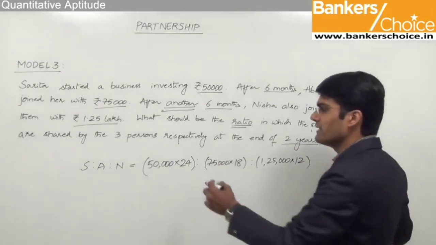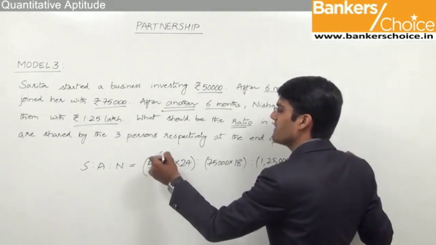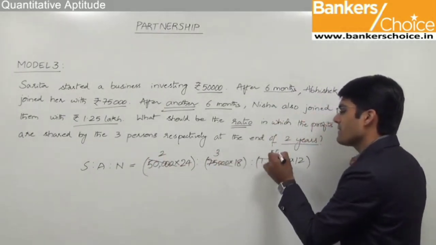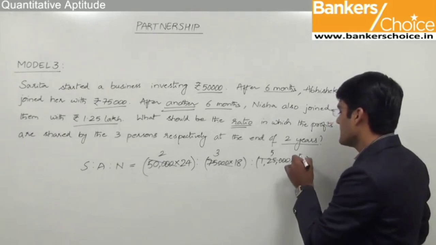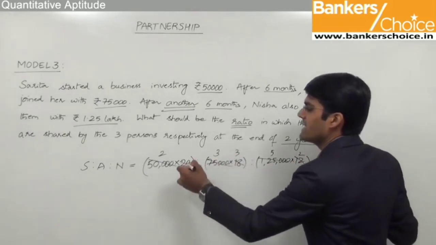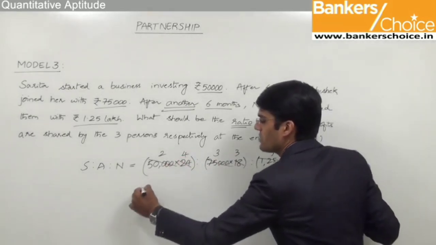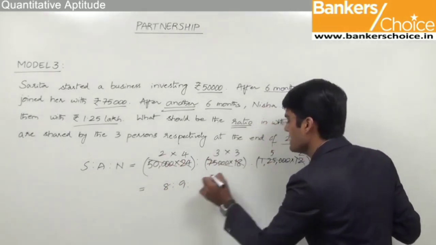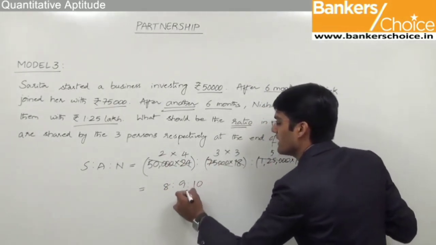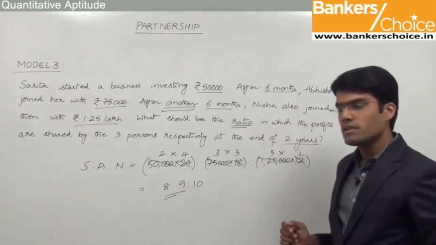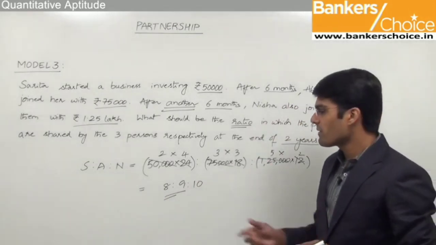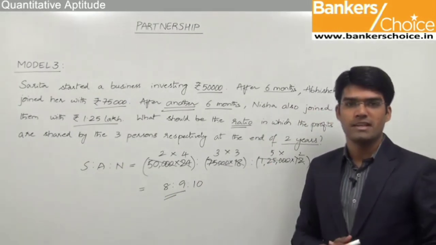So by simplifying this, we can say that this is 25,000 into 2, 25,000 into 3, and 25,000 into 5. And this is 6 into 2, 6 into 3, and 6 into 4. So the ratio should be 2 into 4, 8, is to 3 into 3, 9, is to 5 into 2, 10. So we can say that the ratio in which the three persons, Sarita, Abhishek, and Nisha, should share the profits should be 8 is to 9 is to 10.